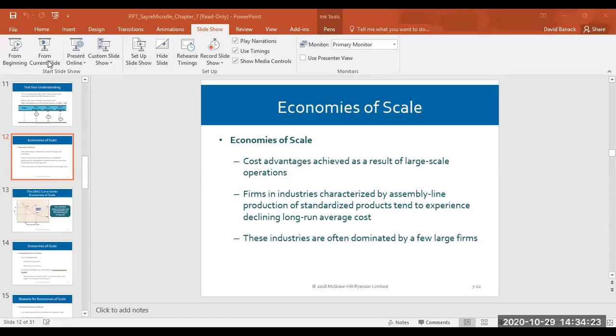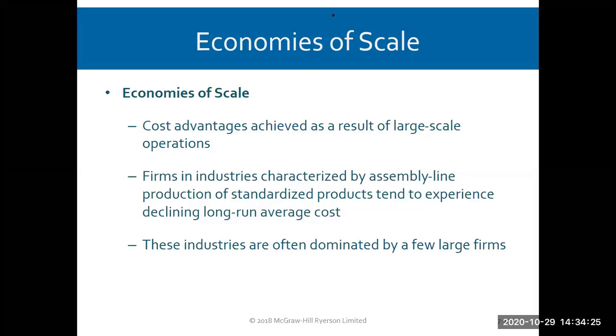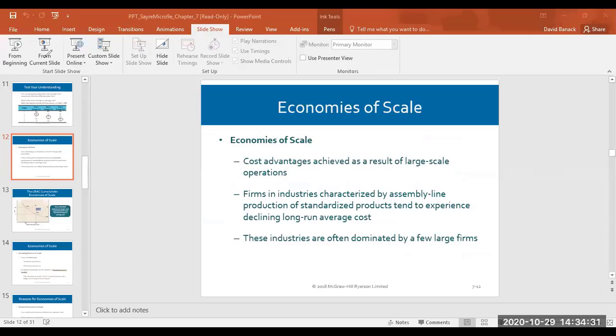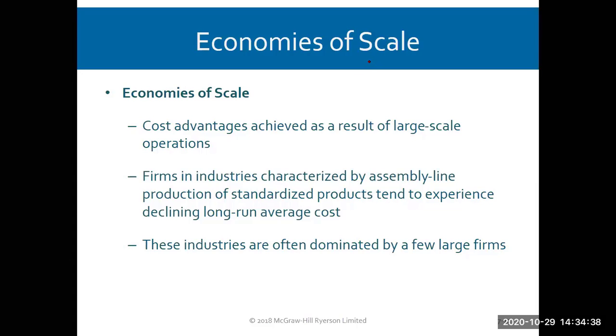So, what are economies of scale? Let's have a look. Well, it's simply cost savings that are achieved as a result of large scale operations. So, what it's saying is the bigger you get, the lower your average costs will be as you build bigger and bigger plants. So, the definition here is cost advantages achieved as a result of a large scale. There's that word again, scale. Anytime you hear the word scale, you're talking long run, you're talking building bigger plants.